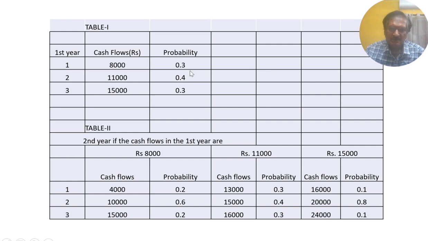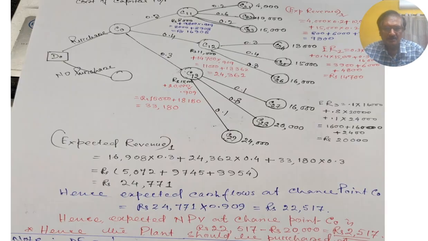Okay, these are the data given to take the decision whether we should go for purchase of the plant or not through the decision tree technique or tool. Now how to draw the decision tree? See, actually this is the decision tree. This is the decision point. The choice options are purchase and no purchase. If purchase, then this is the chance option, as it is written, cost of capital 10%. Chance option, this is the first year.